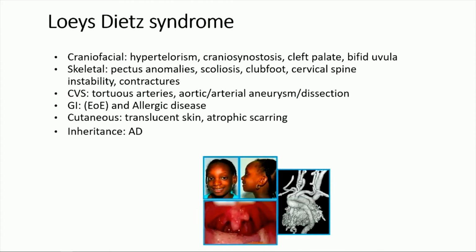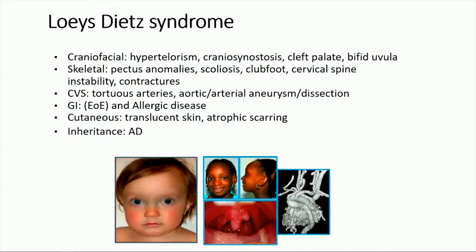So in about 2006, we recognized that there was a quote unquote cousin to Marfan syndrome that was presenting pretty aggressively, and they had some unique craniofacial features. And this included hypertelorism, or wide spaced eyes. Individuals had kind of mild craniosynostosis, so some overlapping sutures of the skull bone. They were more often to have cleft palate or bifid uvula.